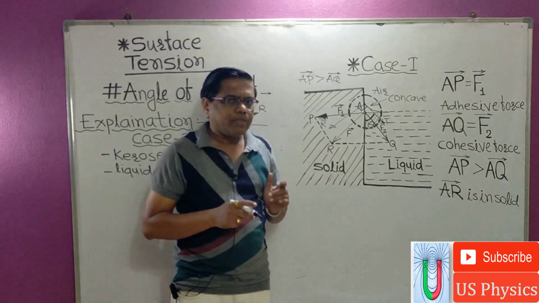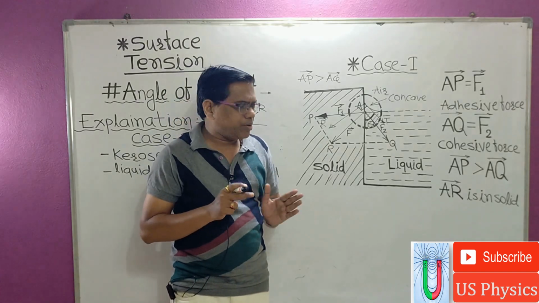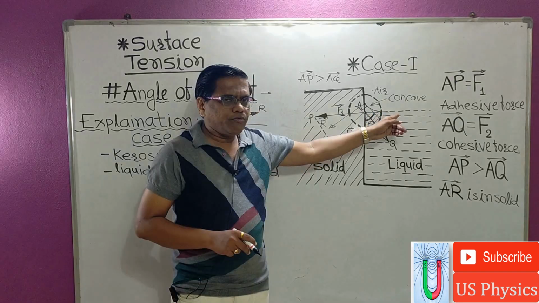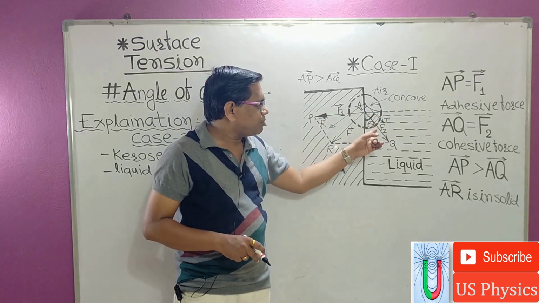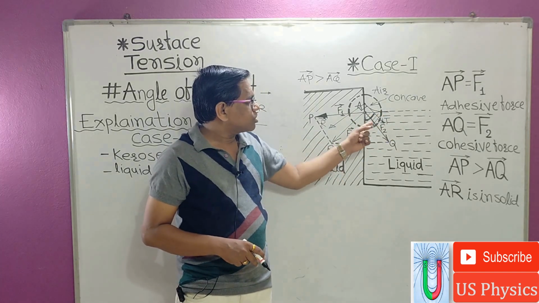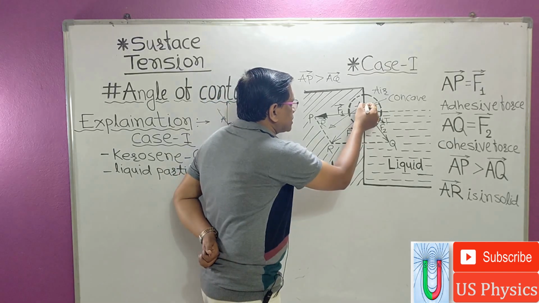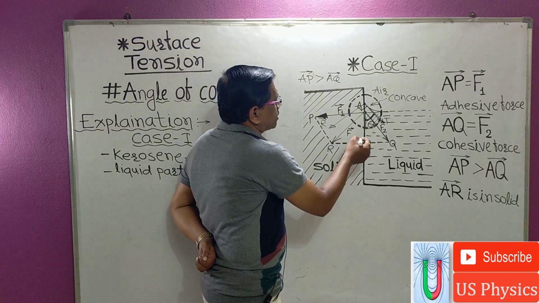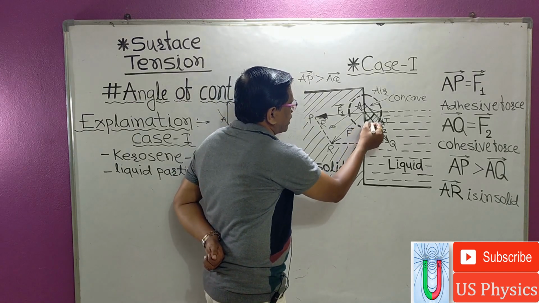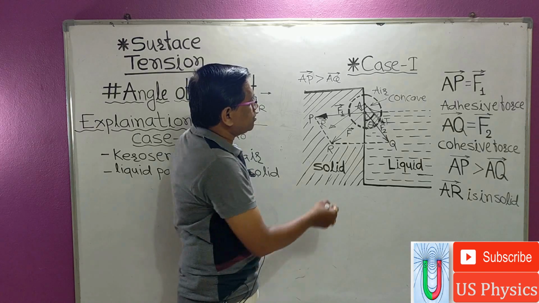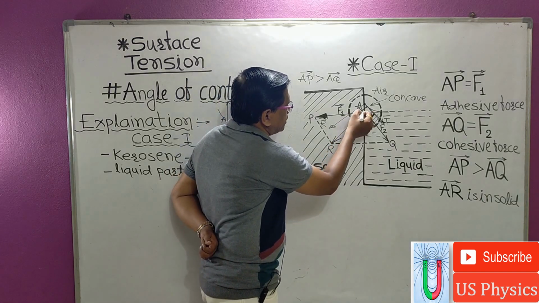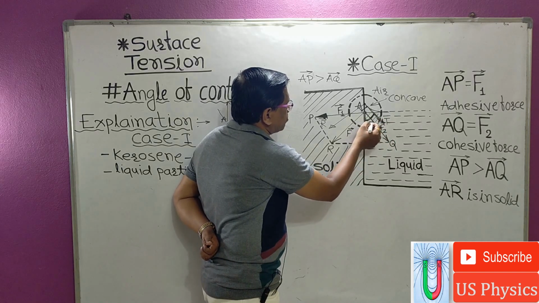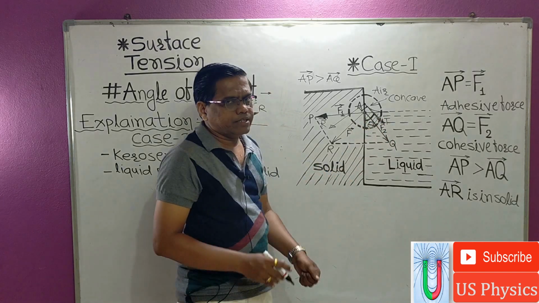What is angle of contact? The angle of contact is the angle between solid surface and tangent drawn to free liquid surface, which is to be measured inside of this liquid. So this angle between this tangent and this wall of solid container is nothing but our angle of contact theta. As you can see, this angle is less than 90 degree. The angle between tangent and wall of container must be less than 90 degree.